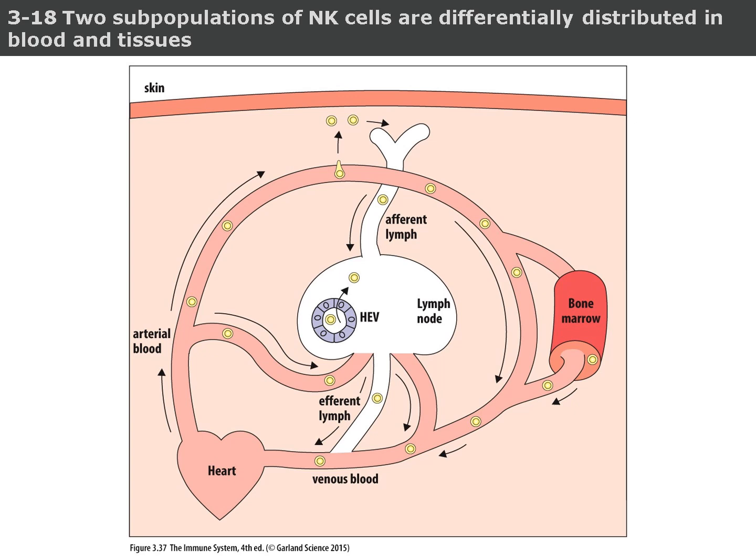These subtypes are differentially localized in blood and tissues. Natural killer cells are produced in the bone marrow and enter the bloodstream, circulating through the body. Some migrate into tissues like the skin, while others enter lymph nodes through specialized blood vessels called high endothelial venules. Within lymph nodes, they may encounter signals that influence their function and fate. These cells can exit the lymph node via the efferent lymphatic vessels and re-enter circulation.